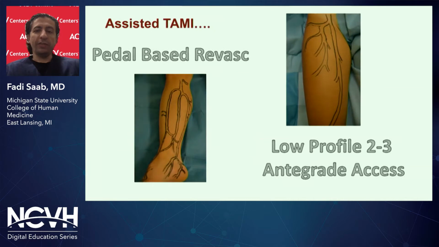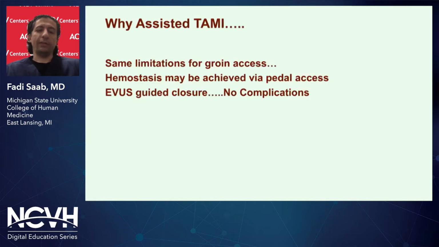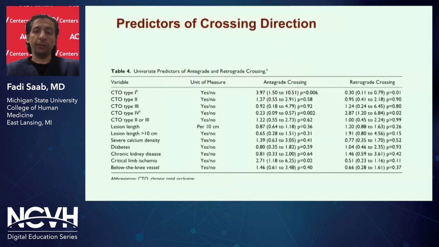So again, with assisted TAMI, you have low profile 2 to 3 French antegrade access, but pedal-based revascularization for a lot of those patients. Why assisted TAMI? Well, there are some limitations for groin access. You might be comfortable placing a micropuncture sheath in there, and the risk of complications remains low. Hemostasis may be achieved via pedal access. What I mean by that is after the physicians have crossed the CTO and delivered therapy, they can balloon tamponade the SFA or the common femoral artery access via pedal access, and it's an EVIS-guided closure, meaning extravascular ultrasound-guided closure, and there are no complications.